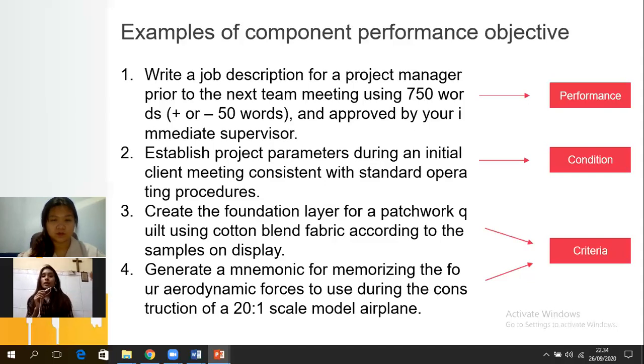So the condition is establishing project parameters during an initial client meeting consistent with standard operating procedures. And then for the criteria, it is create the foundation layer for a patchwork quilt using cotton blend fabric, and also generate a mnemonic for memorizing the 4 aerodynamic forces. So that's what is meant by criteria. This is just the examples to make it easier for you to understand.